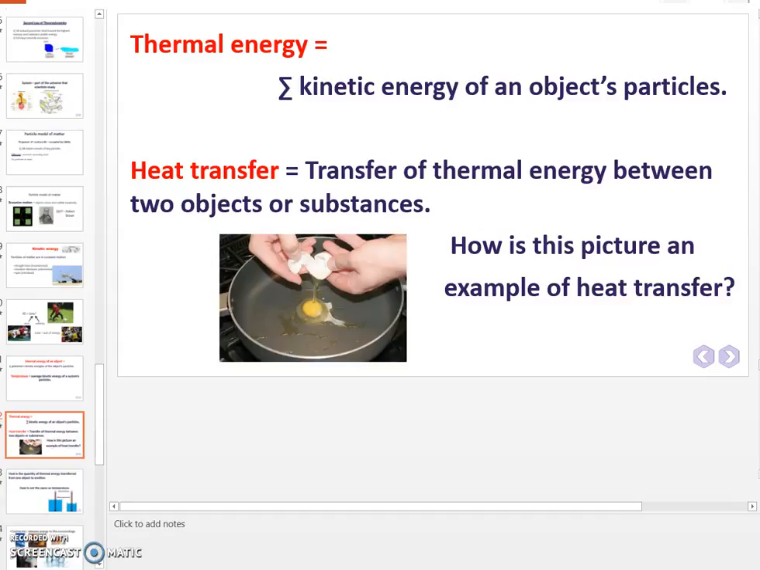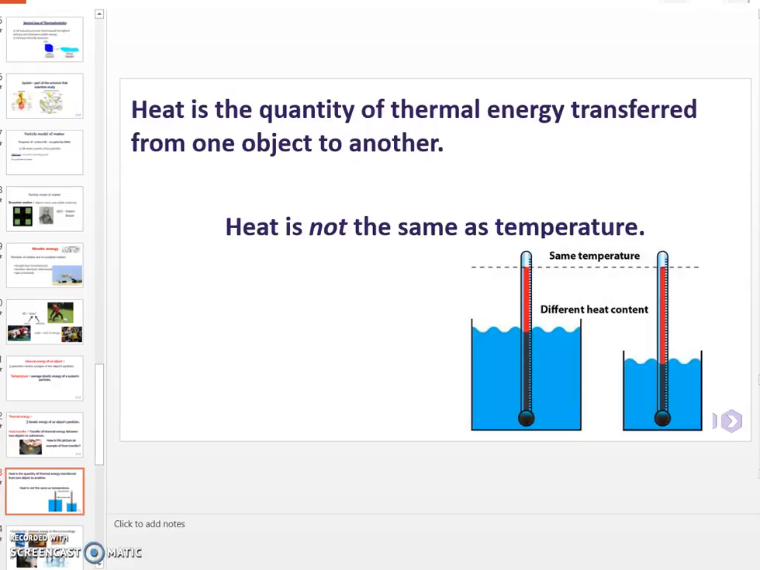Heat transfer. Hey, you know when heat energy, thermal energy, goes between two objects or substances? Cooking an egg, going from the stove through the pan into the egg. Just like that. So heat is not the same as temperature. That's a pretty important idea. You can have the same temperature between two objects, but different amounts of heat. Remember, heat is a certain amount of energy. Temperature is the average amount. So that depends on the size of the object, the materials, and all that.